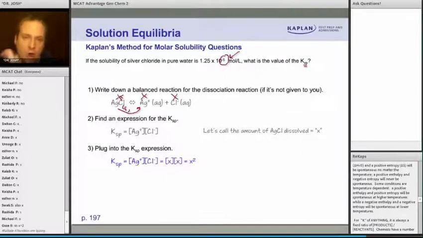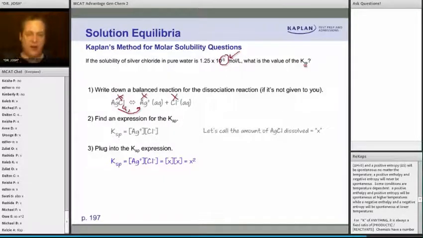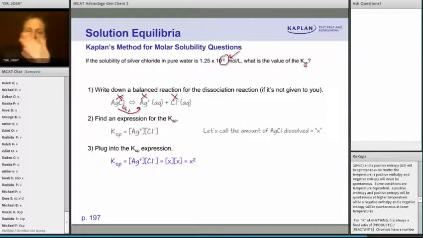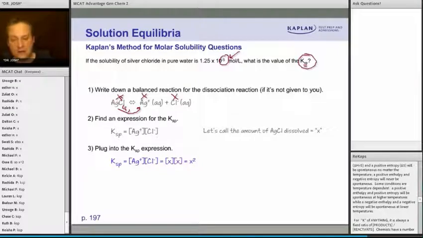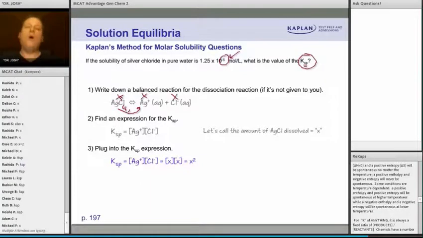Now, question. What are you solving for in this MCAT question? Are you solving for KSP or are you solving for X? What is this question asking for? Notice, it wants KSP. So if you want a number for KSP, what number do you need to solve for?